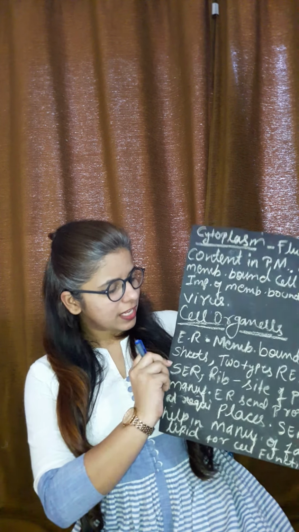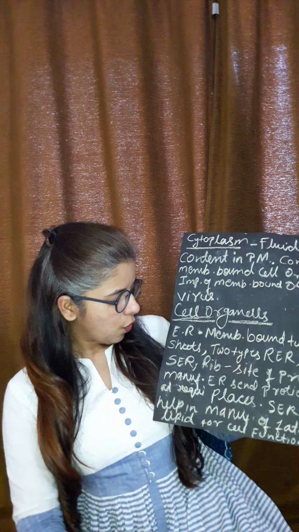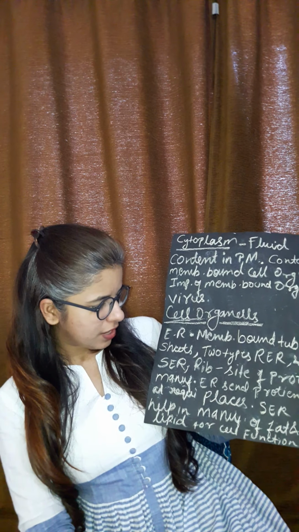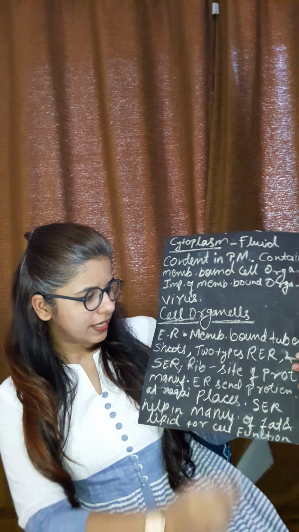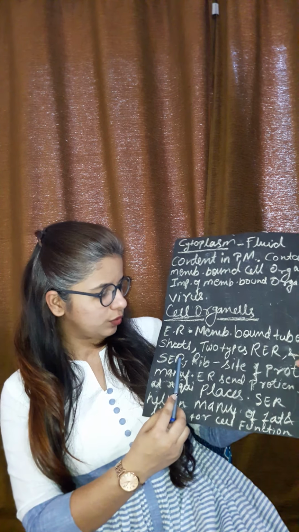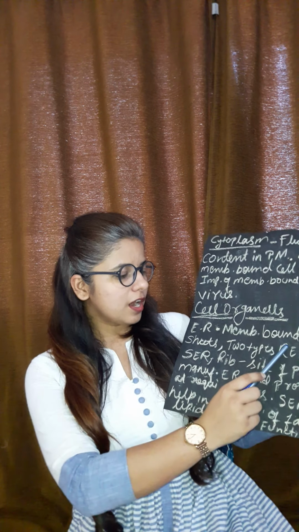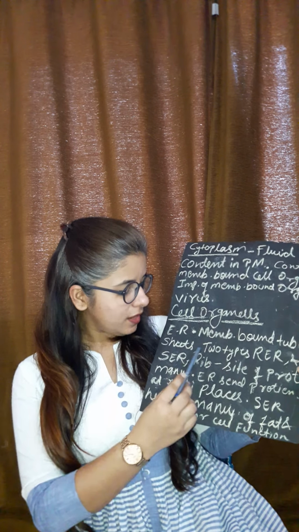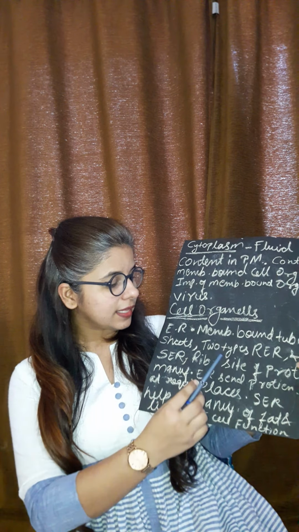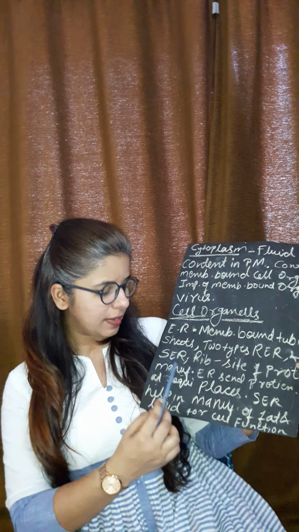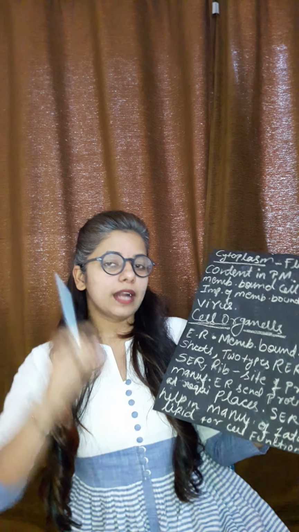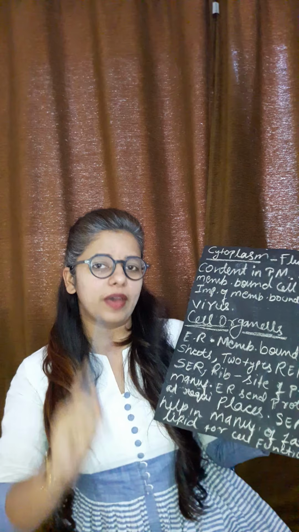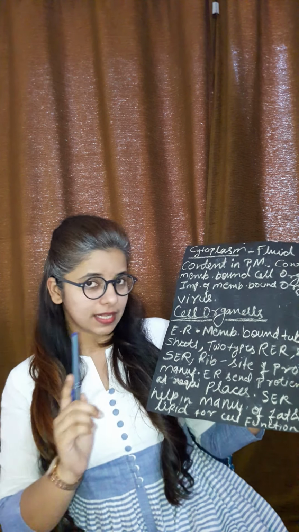Please listen to this carefully. The endoplasmic reticulum is bounded with its own membrane. It is a tube-like structure. They are of two types: rough endoplasmic reticulum and smooth endoplasmic reticulum. Rough endoplasmic reticulum is called rough due to the presence of ribosomes. The function of ribosomes is that they are the site of protein manufacturing. Site means the important place where the protein is manufactured, where the protein is synthesized.